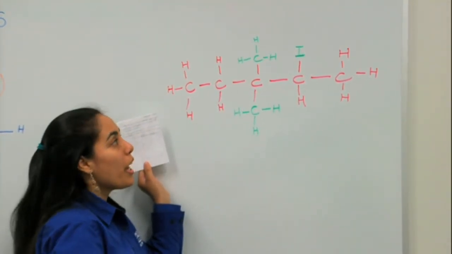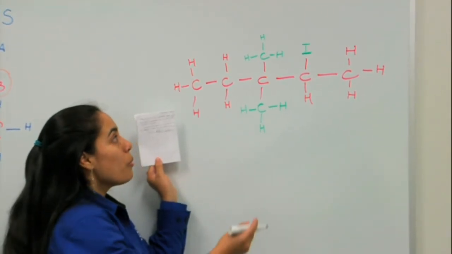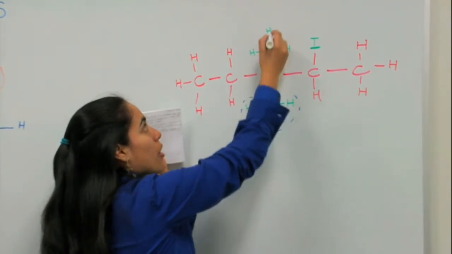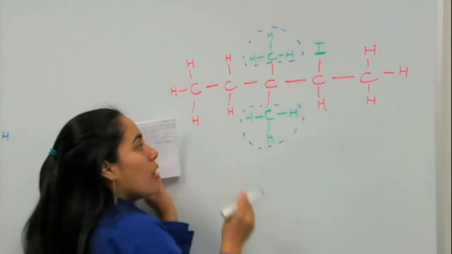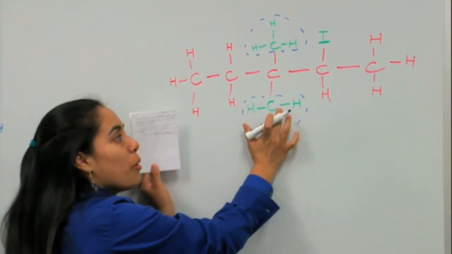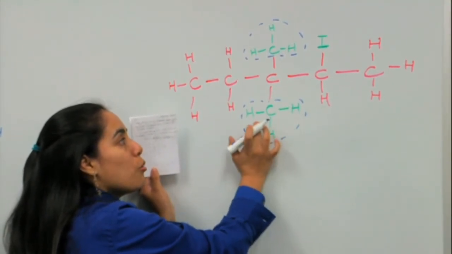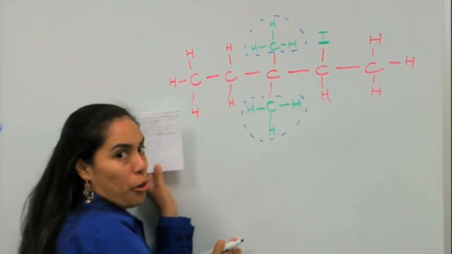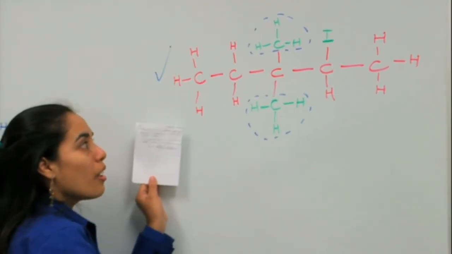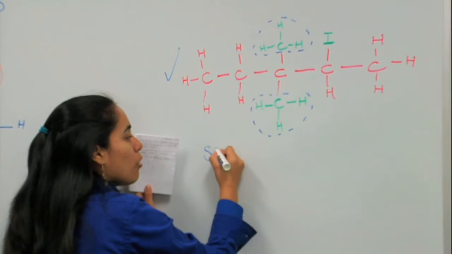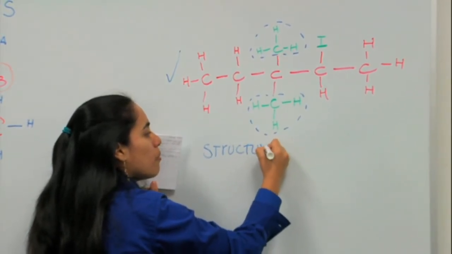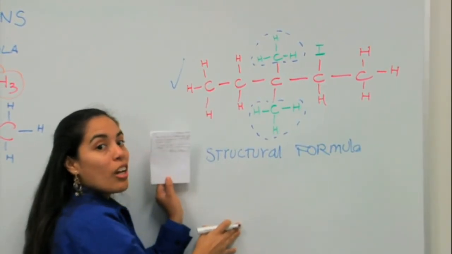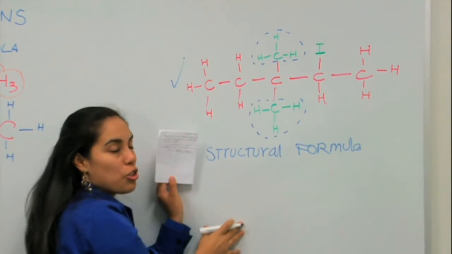So as I was explaining before, I needed to draw the bonds between the carbon and hydrogen atoms for each CH3. And I've put them here. Okay, it's CH3 because this carbon is bonding to 1, 2, 3 hydrogens and another carbon. And I also put my iodine in another color. So this is the actual structural formula, because it is showing all the bonds between carbon and hydrogen atoms.